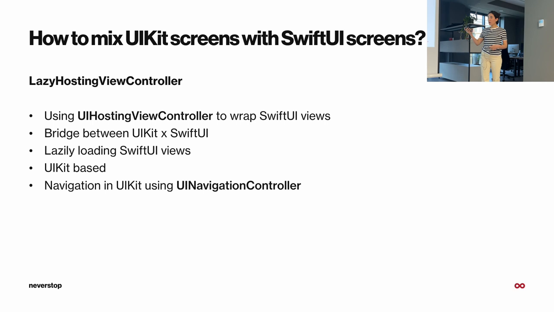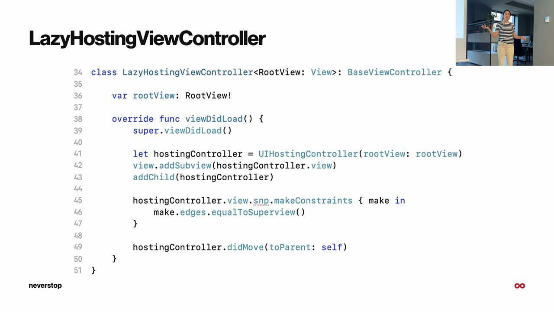But the good thing about it is that it's UIKit based, and that means that we can use UIKit's navigation with UINavigationController. Here's what the implementation looks like. The root view that we have is the SwiftUI view we're trying to host. And in the viewDidLoad lifecycle method, we instantiate a UIHostingController and we set its root view to be our SwiftUI view, or the root view in this case. We add the subviews, we add the constraints that we need, and basically that's how the view gets hosted.